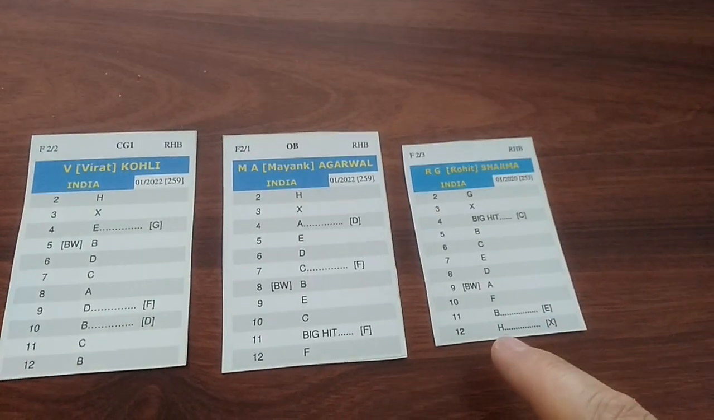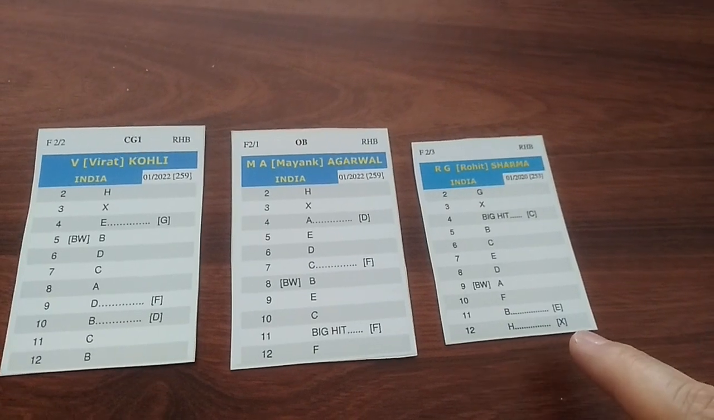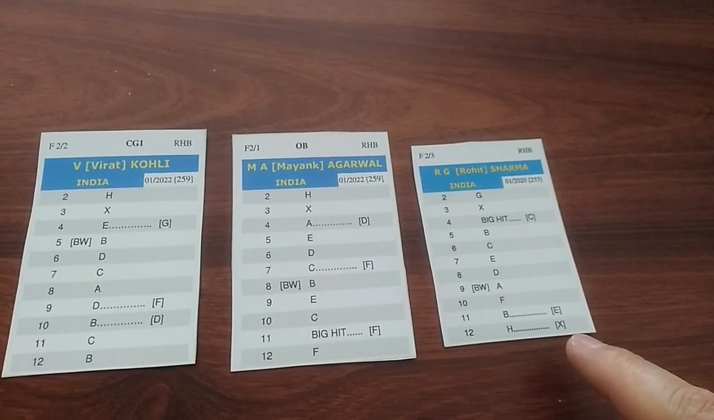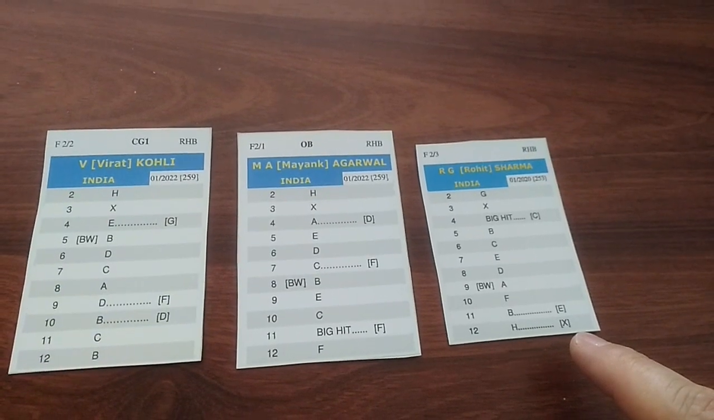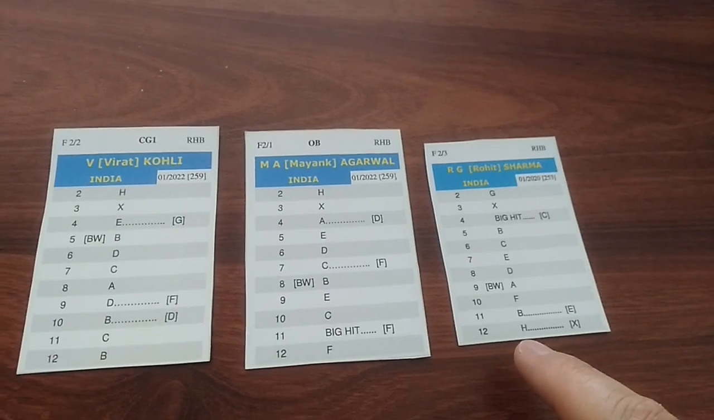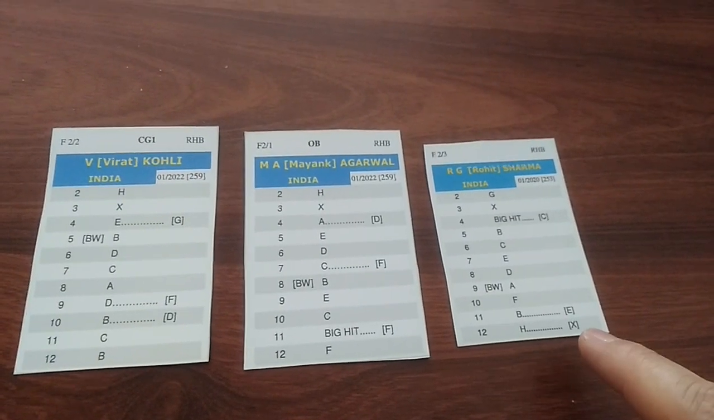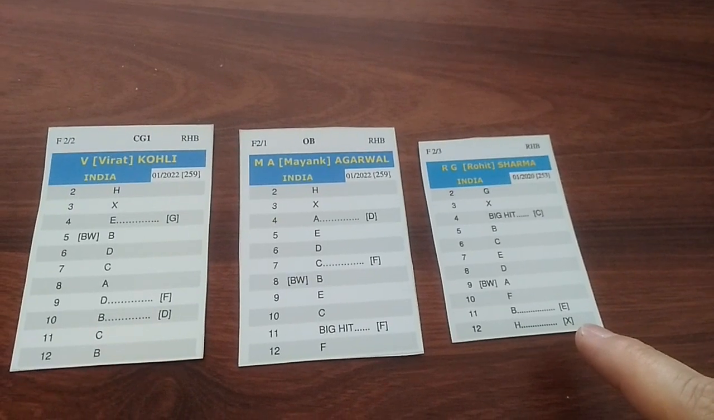Over here on Rohit Sharma, he's got an H on 12, which is very low. But if he's not batting well, an X, which is going to bring in a lot of dismissal chances. Obviously an H will bring in dismissal chances if the field is right, but it's definitely going to bring in some chances if the batsman is not batting well.